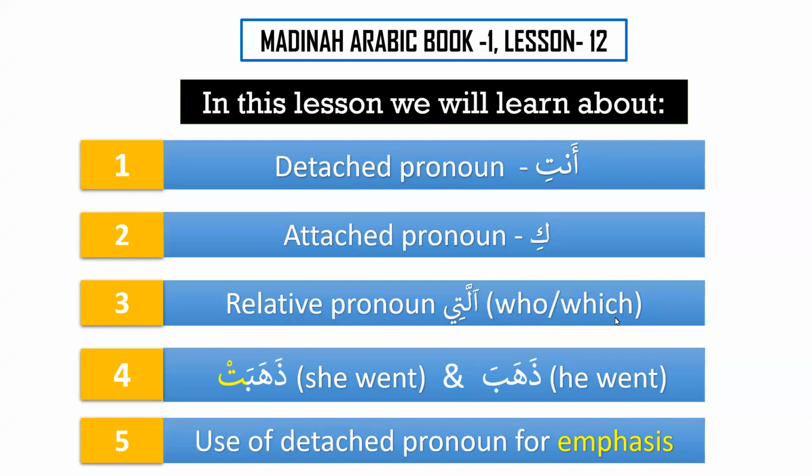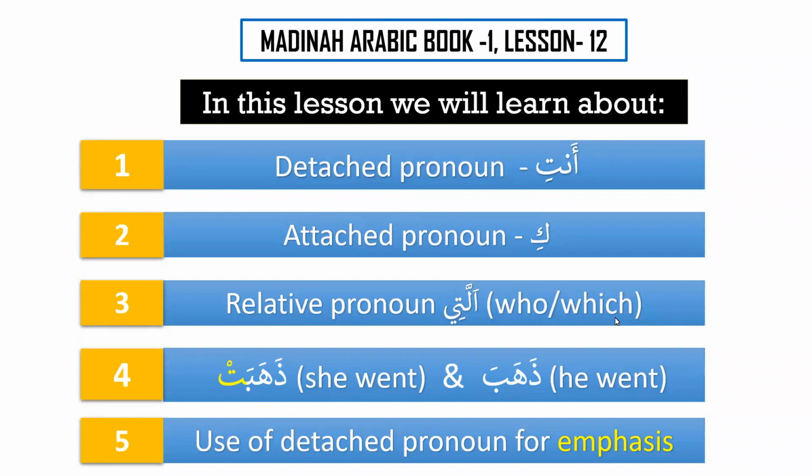Let's begin lesson number 12. In this lesson, we will learn about the detached pronoun anti. All the information in this lesson will deal with the second person feminine. So we have the detached pronoun, which is anti, and for that the attached pronoun that is used is ki.